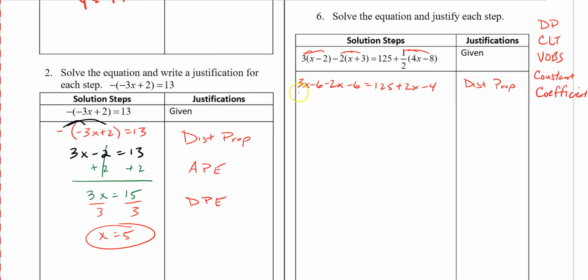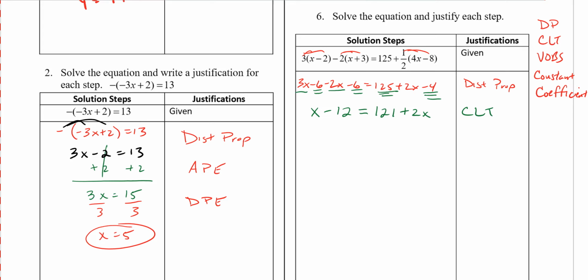Next, we're going to combine like terms. So the 3x and the negative 2x are like terms. The negative 6's are like terms. And on the right-hand side, we have the 125 and the negative 4 are like terms. So if we combine those, 3x minus 2x is x. Negative 6 and negative 6 is negative 12. That's equal to 125 minus 4 is 121 plus 2x. That was combine like terms.